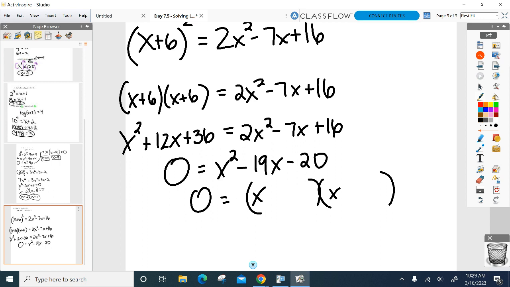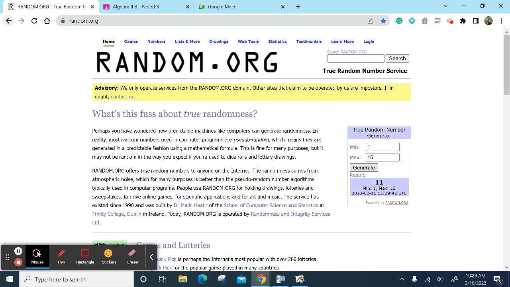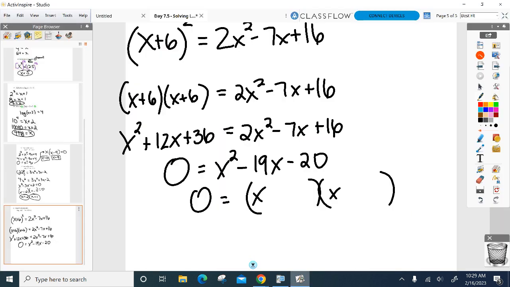Just wait for people to think about it. Yeah. We've done this already, so go ahead. X plus 1 and x minus 20. What was it again? X plus 1 and x minus 20. There you go.